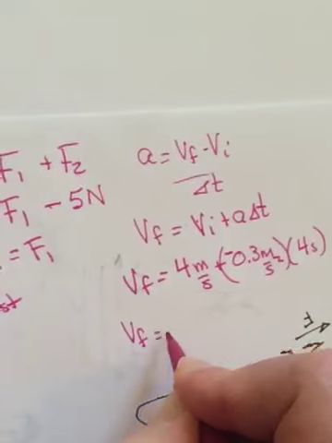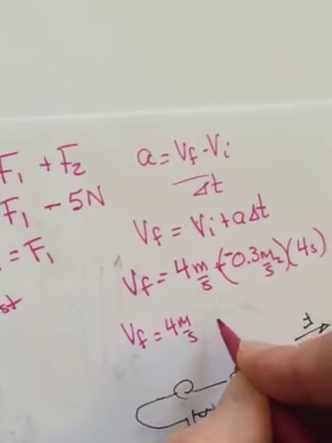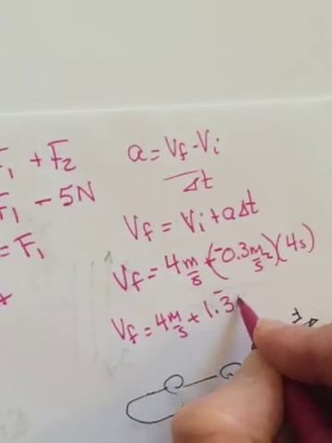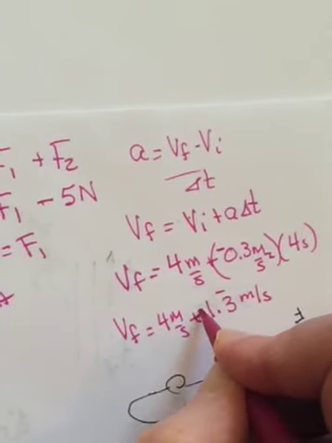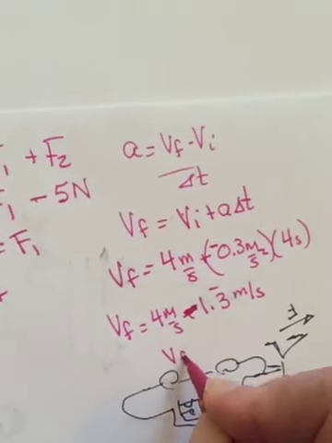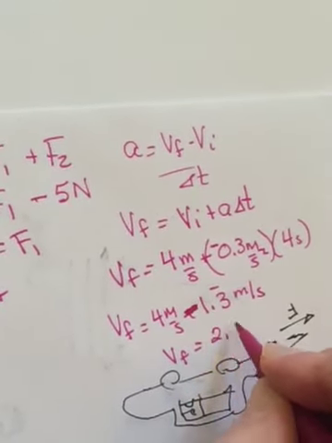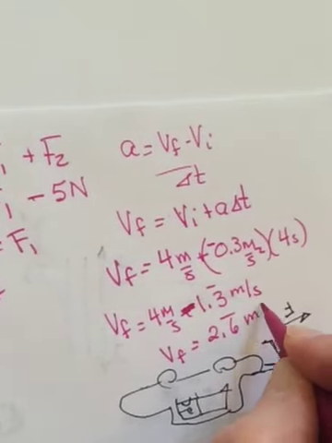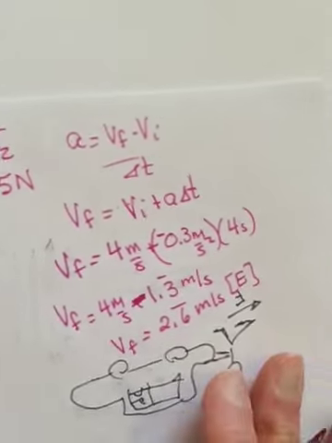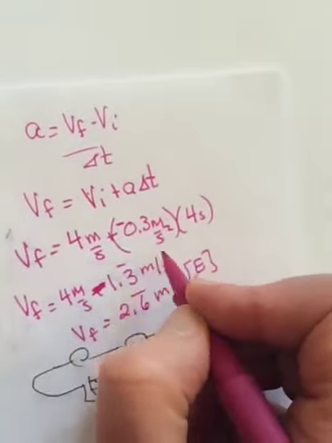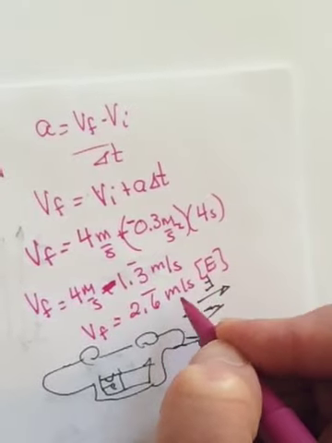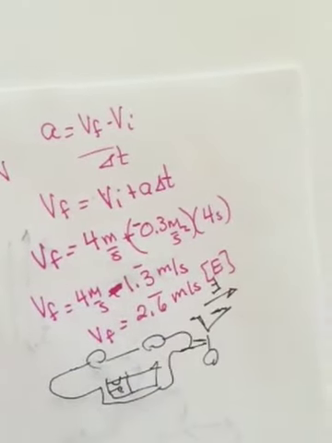So you'll have a VF is equal to 4 meters per second plus 1.3 repeating meters per second, but it's a negative, so it's really minus. And so VF will end up equaling positive 2.6 repeating meters per second, and the positive means east. So it's slowing down. It's traveling east, but it's slowing down. So 4 seconds later, it's still going east, but not as quickly as it was.